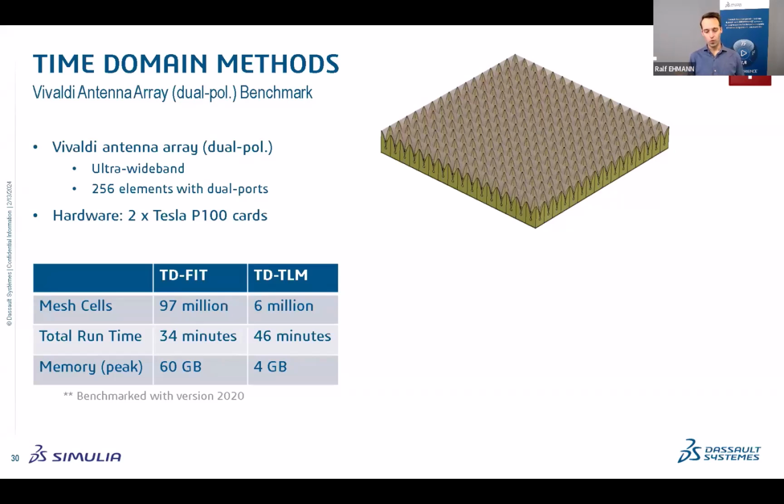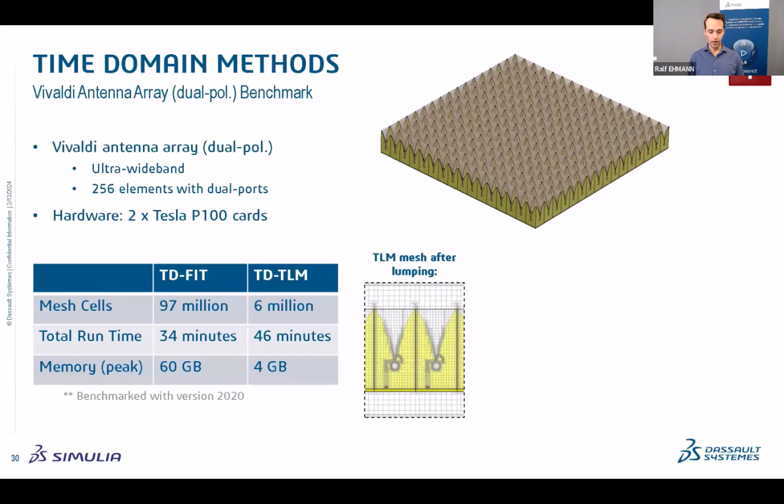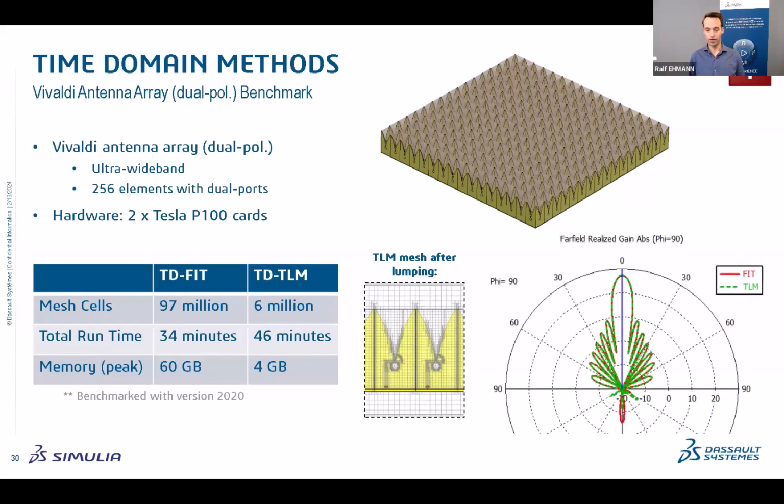you can see how this then compares with TLM, where, of course, there we are doing lumping, which I already mentioned. So you can see the mesh cells are a lot less. You're talking about 6 million mesh cells, and the memory requirement is only like 4 gigabytes. This does, however, take a bit longer, 46 minutes, but still you get the results and they look very good. You can see when you compare just one cut here, side lobe levels, everything are fairly spot on.